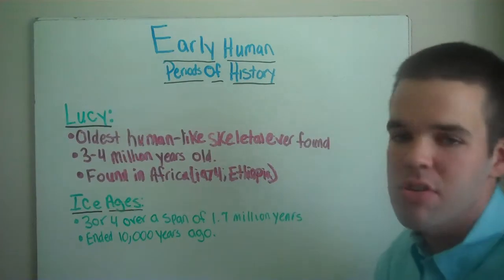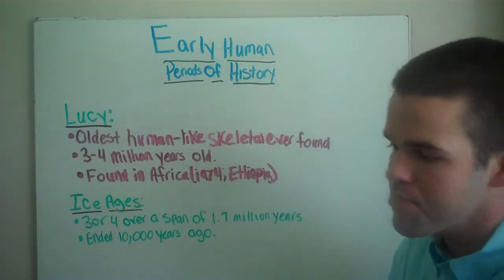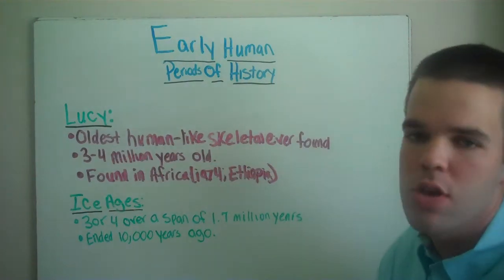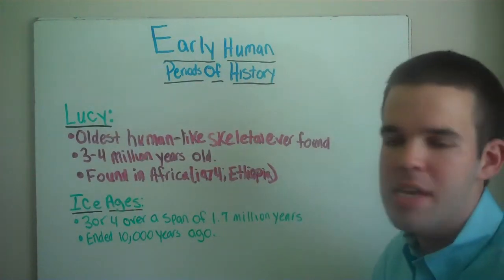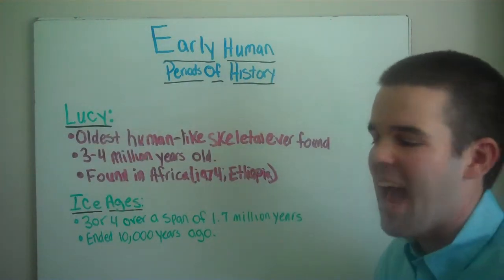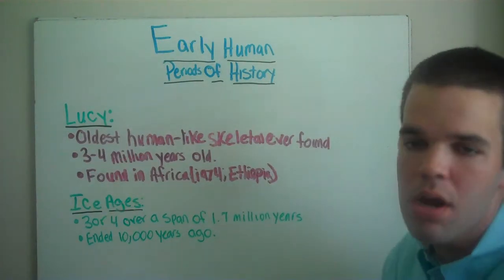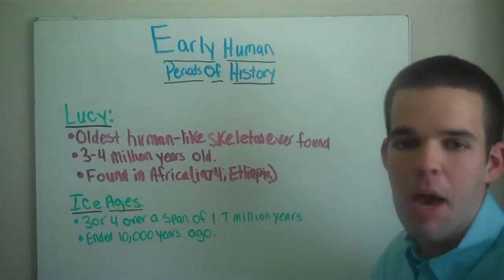The first topic that we're going to start with today is Lucy. Lucy is the oldest human-like skeleton ever found. She is believed to be 3 to 4 million years old. She was found in Africa on November 24th, 1974, in the modern-day country of Ethiopia.